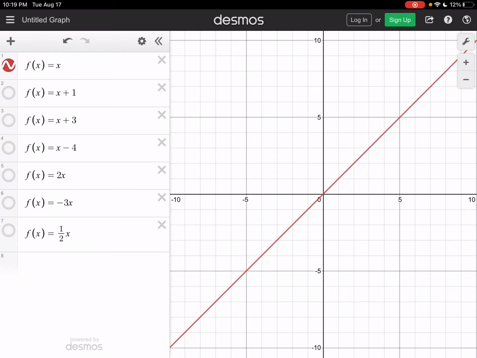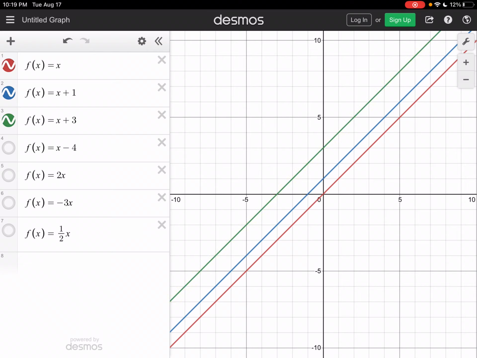I'm going to turn on my lines 2, 3, and 4, starting with the equation f of x equals x plus 1. I want you to pay attention to what happens to my graphs when I turn these on. What happens to my parent function, the red line? Compare each one to the red line. I have a green line, y equals x plus 3, or f of x equals x plus 3, and I have an orange one. How do they compare to the red one?